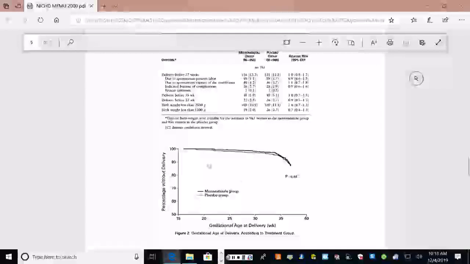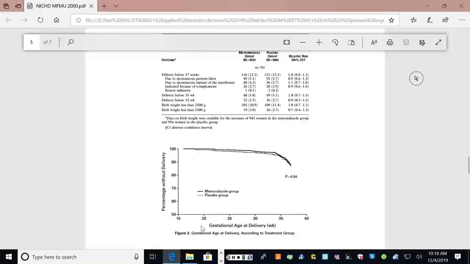But anyway, then they have their results, and they do a kind of survival curve, right? Gestational age at delivery versus percentages at delivery. And so it's declining, and the p-value here is not significant.